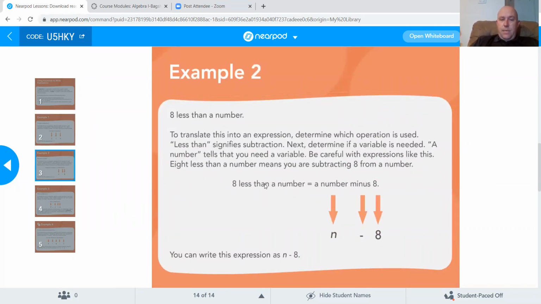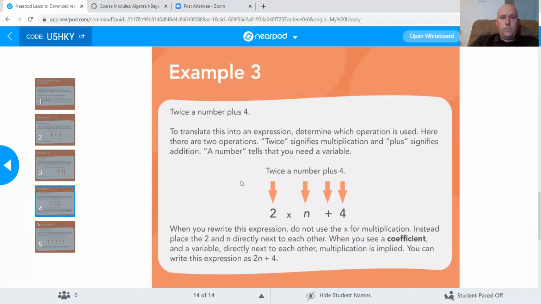8 less than a number. So less than I recognize as subtract, but I also recognize it as one of those turnaround words as well. So a number, that's going to be my variable. So it's not 8 minus n, as you might think. It's actually n minus 8.